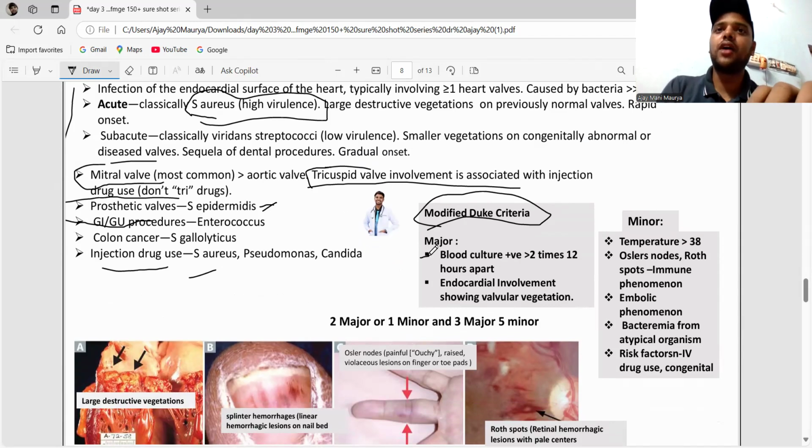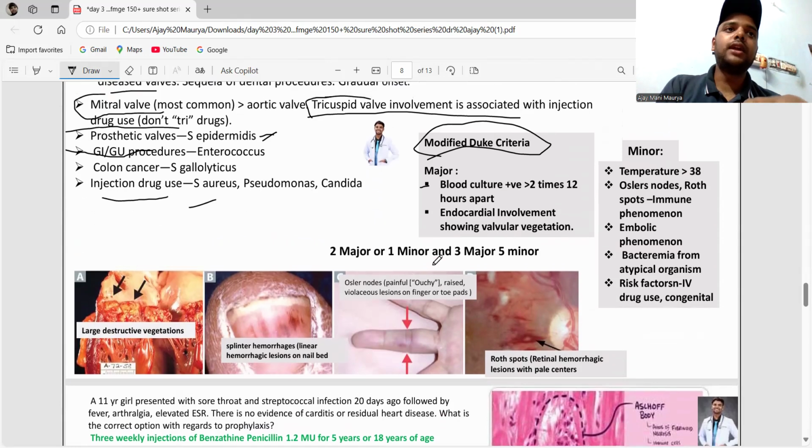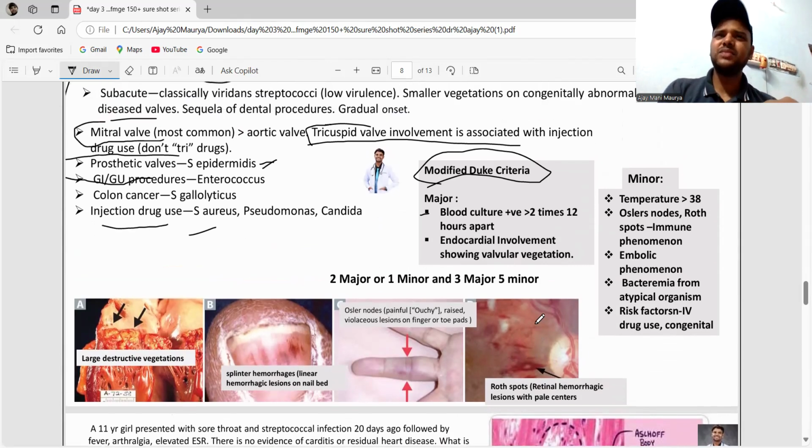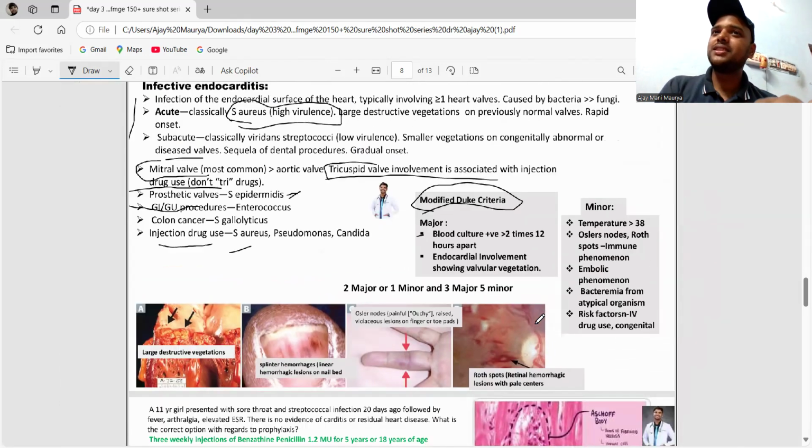And there is endocardial involvement showing valvular vegetation. It's a large destructive vegetation here. Splinter hemorrhage here. Osler's node here. Roth spots here. These are the questions they are going to ask in the exam.